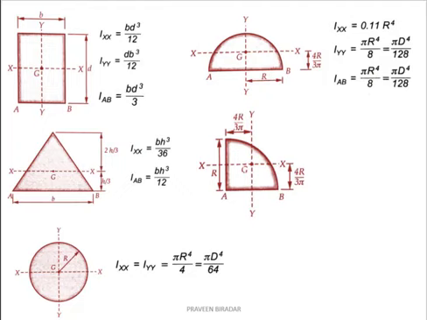Quarter circle: Ixx and Iyy are 0.055 r4, and with respect to base AB, it is pi r4 by 16. So these are very useful information while solving problems. If you have to calculate moment of inertia at the central axis, you have to use Ixx and Iyy. If it is moment of inertia with respect to the base, then you have to use Iab equal to bd cube by 3. So we'll solve a problem.